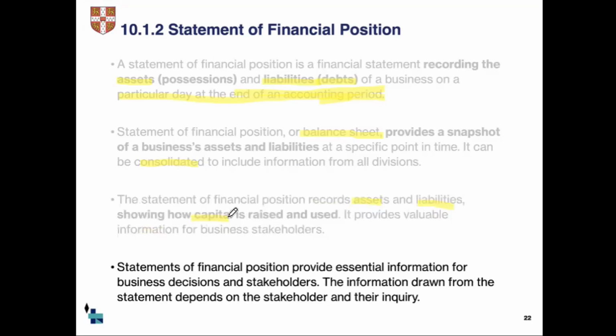And then the last point on this slide says the statement of financial position provides essential information for business decisions and stakeholders. Very important information is contained in the statement of financial position, just like very important information is contained in the statement of profit or loss. At the end of the year, we want to know what our performance is. But we are not only interested in our performance, we are also interested in our position. How many assets do we have? What is the value of these assets? Do we owe any people? What are our liabilities, and what is the value of our liabilities? All right. So these two statements are very important.